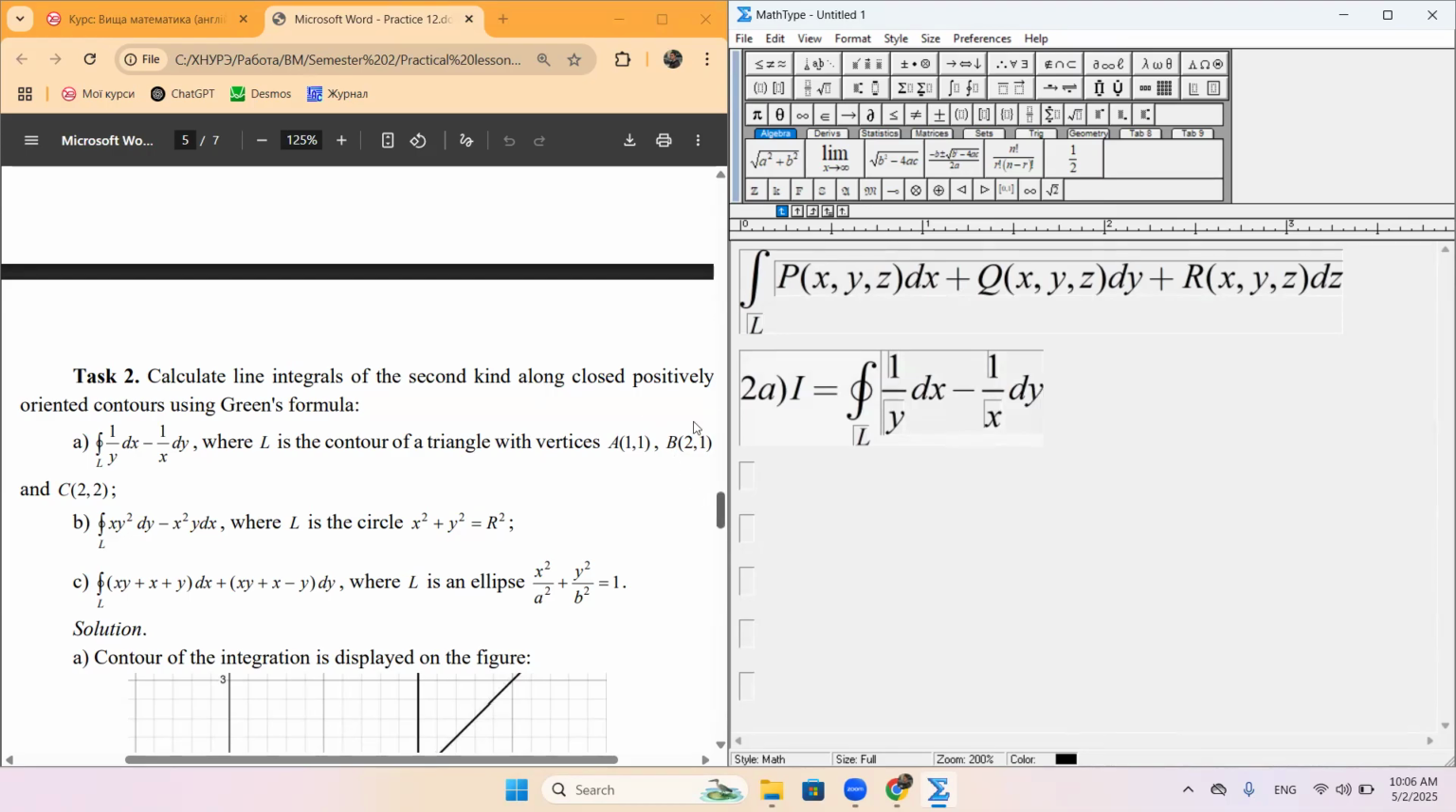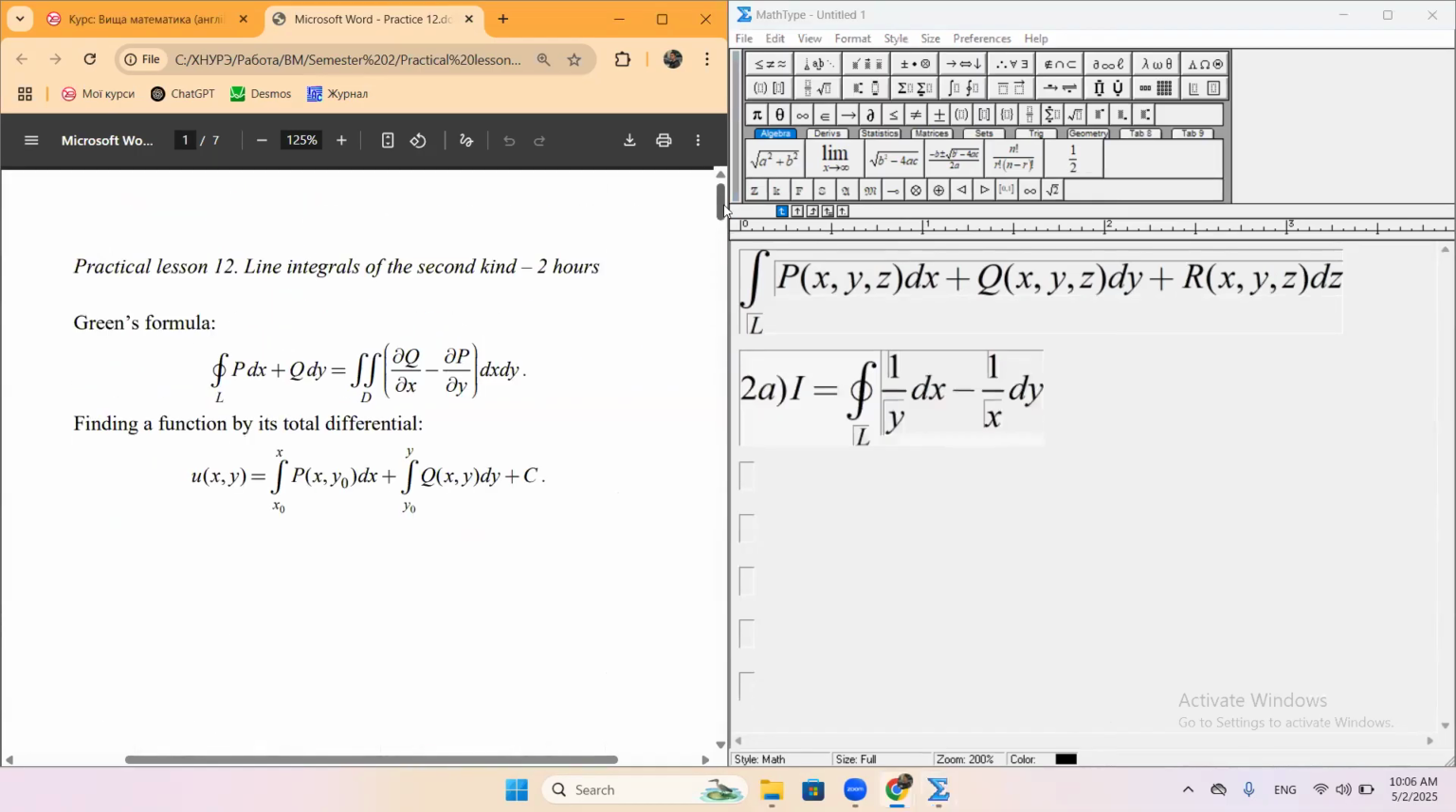And by the way, how to use Green's formula? Green's formula is the formula that connects the line integral of the second kind with the double integral. So if we have the closed contour, we can transform it to the double integral over the region that L bounds, so bounded by L.